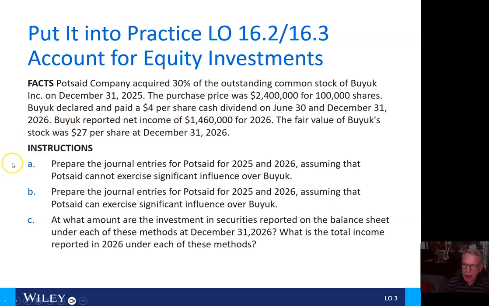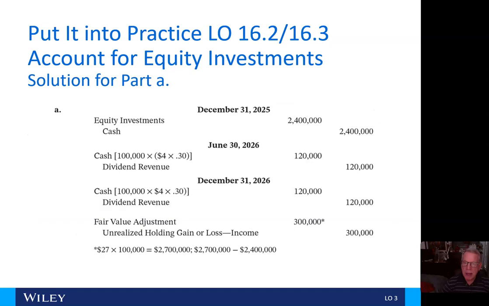All right, so we have instructions here. Alpha, we want to prepare the journal entries for Acctg for 2025 and 2026, assuming that Acctg cannot exercise significant influence over II-Chapt. So if I jump ahead, our journal entries are going to look like this. On December 31st, 2025, we'll debit equity investment for $2,400,000, credit cash to pay for it.